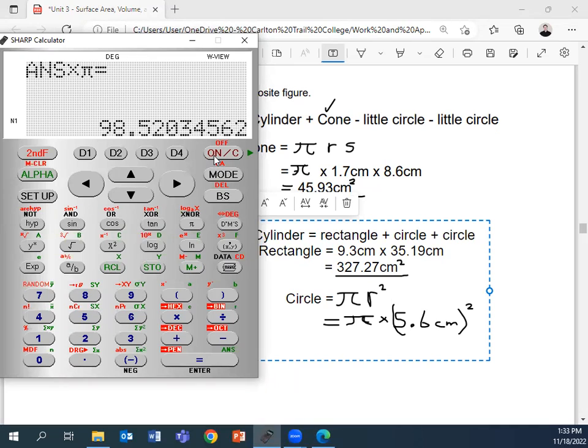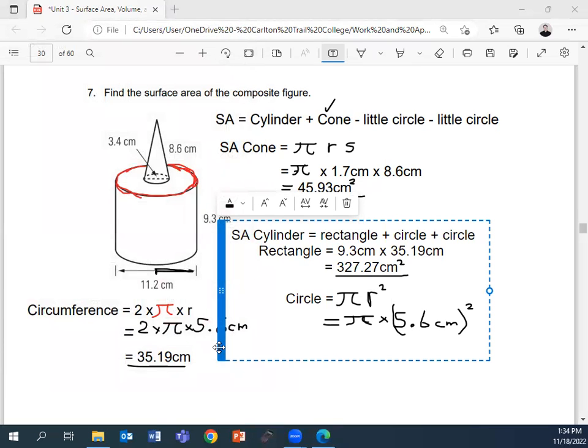But yeah, not all calculators are going to do that. This is a scientific calculator. If you were to do it on your phone, it would not work that same way. Oh, like you did pi times 5.6 squared? Yeah, so that's why it does the order of operations.